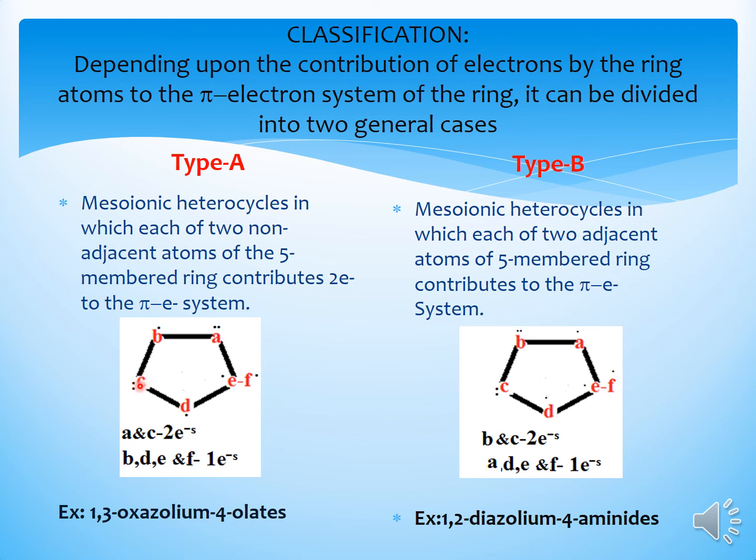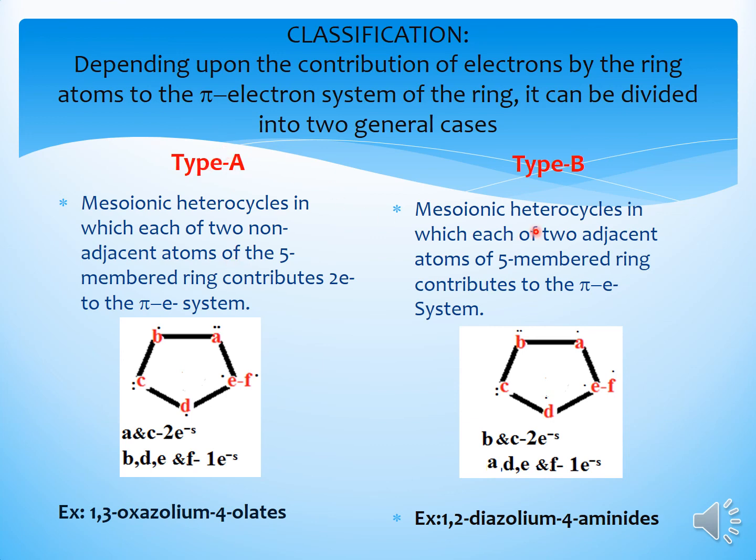Adjacent means nothing but the neighborhood, right? Like if your friend is sitting next to you, she will be acting as your adjacent group. Okay, so similarly if you take A, B, C, D, E and F, here C and A will contribute 2 electrons and B, D, E and F will contribute only 1 electron each. Okay, so this is your type A. Alright, for example, if you take 1,3-oxazolium-4-olates, this is the best example for type A mesoionic heterocycles.